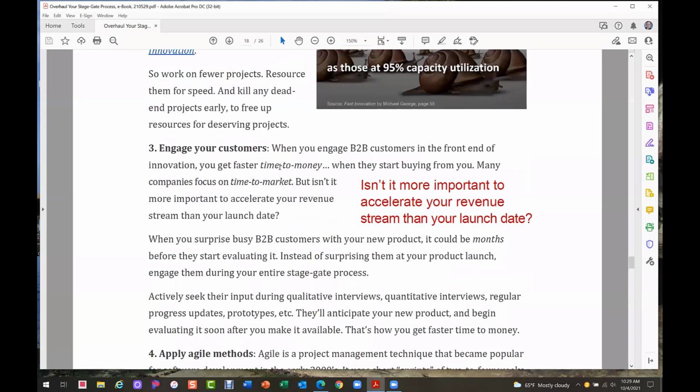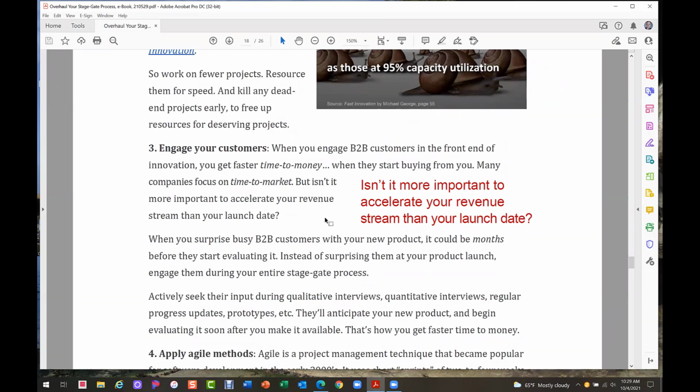Engaging customers. Now, why did Dan put this in the acceleration part? Well, because a lot of people think about time to market when they should be thinking about time to money. So here's what I mean. Time to market is when you launch it. Time to money is when they start buying it.